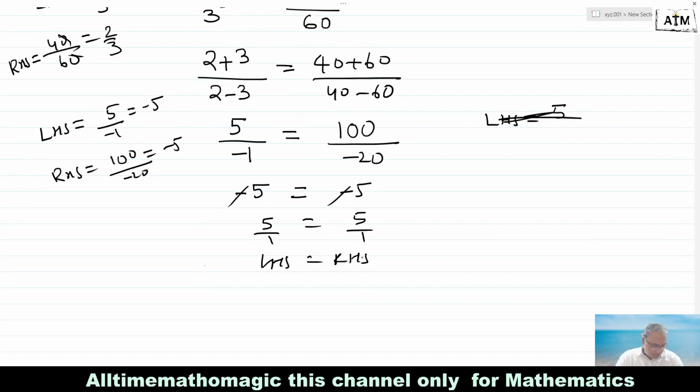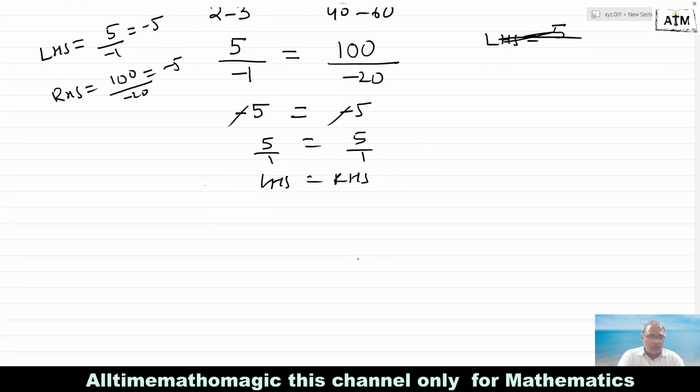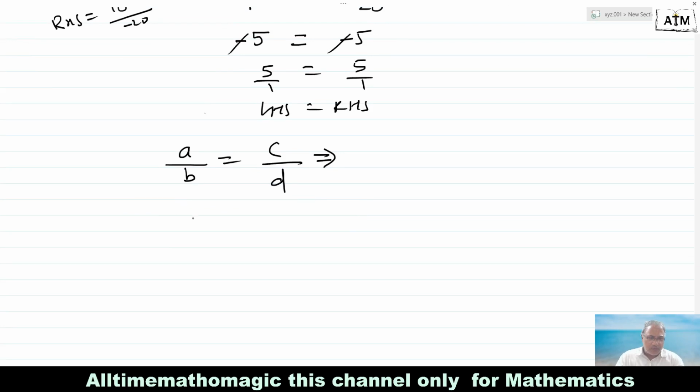This type of proportion is nothing but called componendo and dividendo. Now it can be written as A upon B equals C upon D. If you follow the componendo and dividendo, then it becomes A plus B upon A minus B equals C plus D upon C minus D. This type of proportion is nothing but called componendo and dividendo.